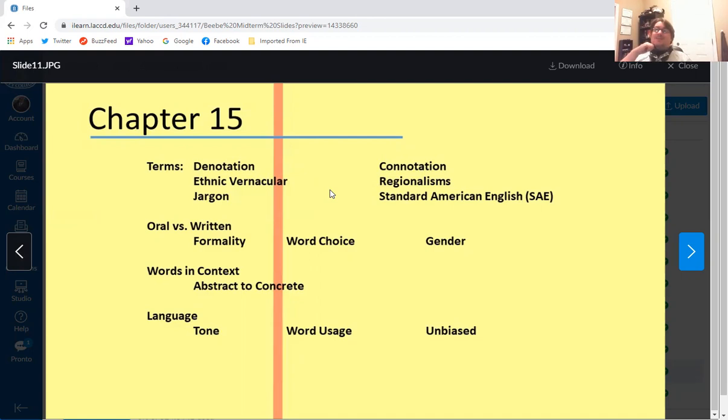That's the connotation meaning of that. And you've seen that all through society. They have regionalism, ethnic vernacular. The one term I want you to remember is jargon. Jargon's very important. You're going to get a question on this word, and it's simple. Don't use jargon in public speaking.